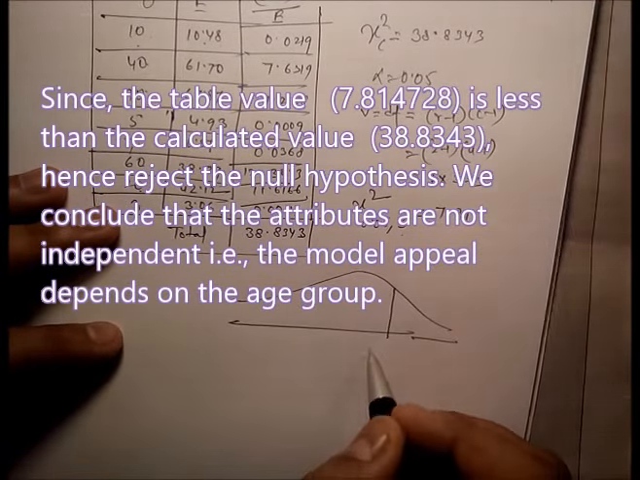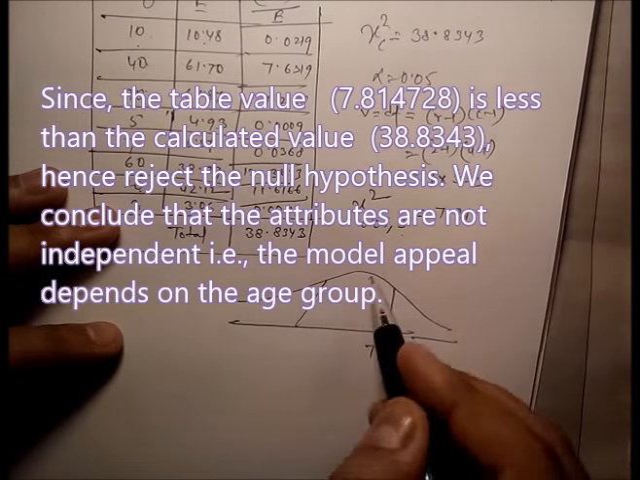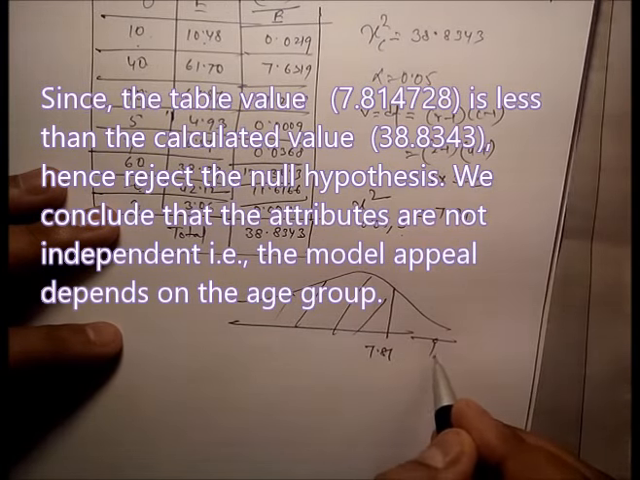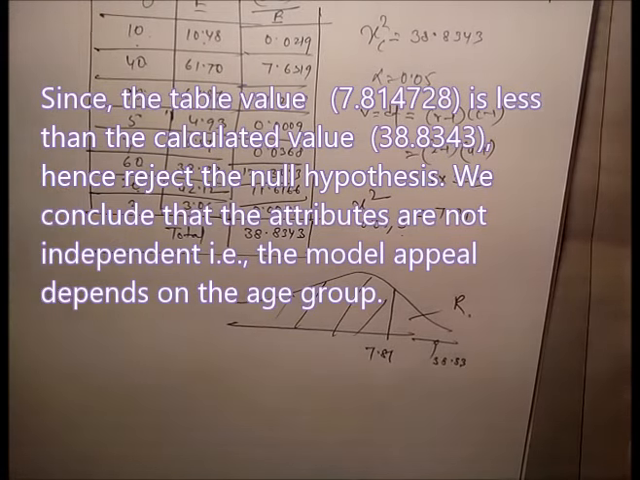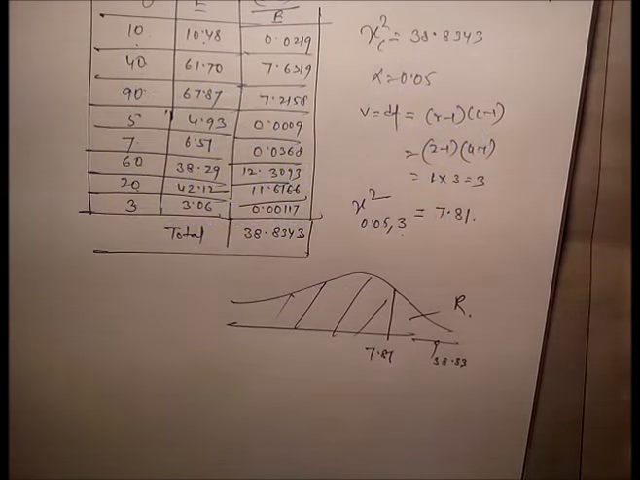Okay, since the table value is less than the calculated value: our table value is 7.81, and the calculated value is 38.83. So this is the rejection region. Since the table value is less than the calculated value, hence reject the null hypothesis, and we conclude that the attributes are not independent, that is, the model appeal depends on the age group.